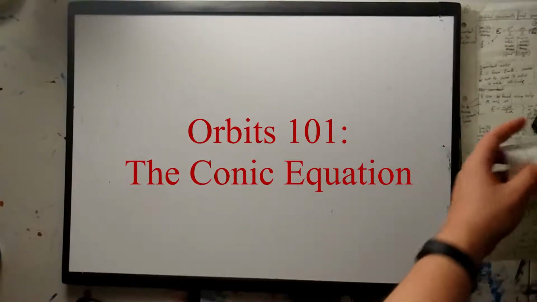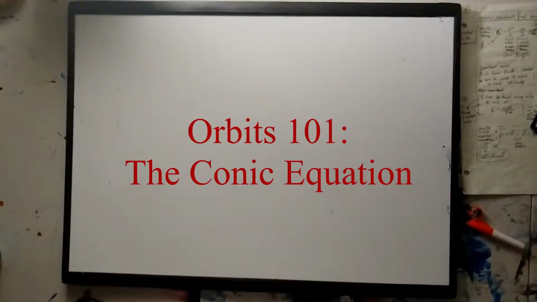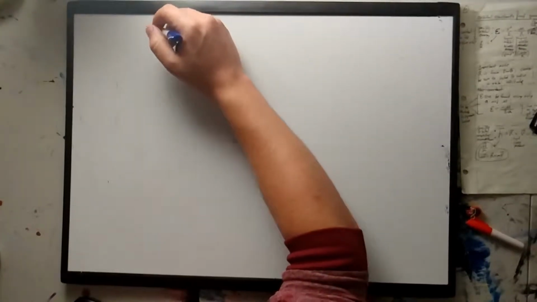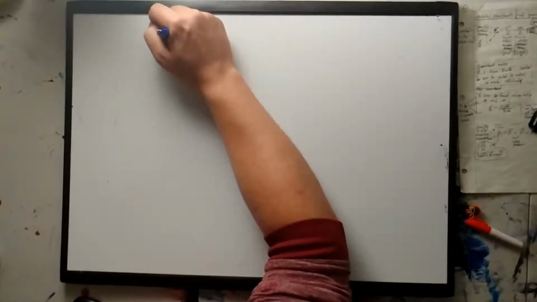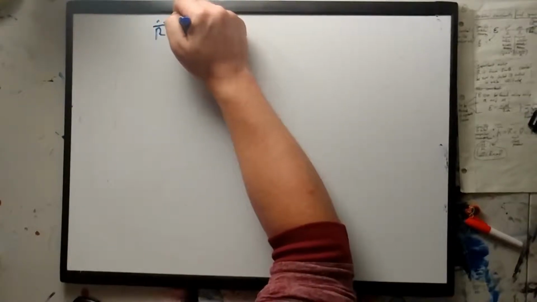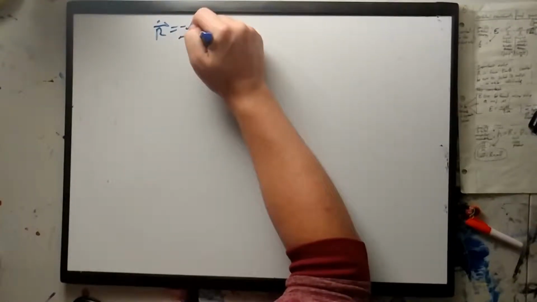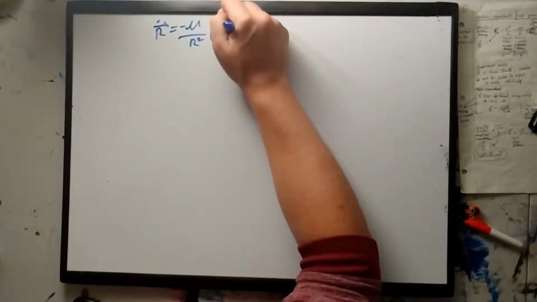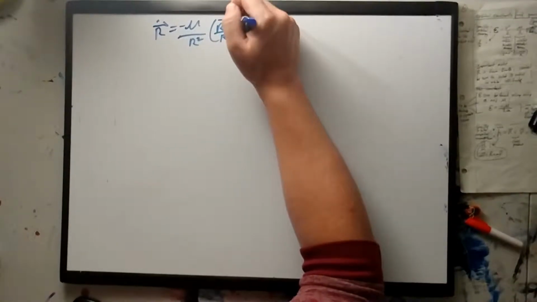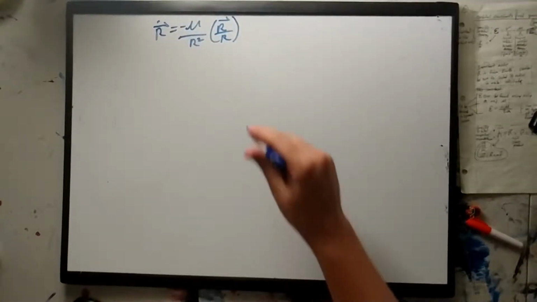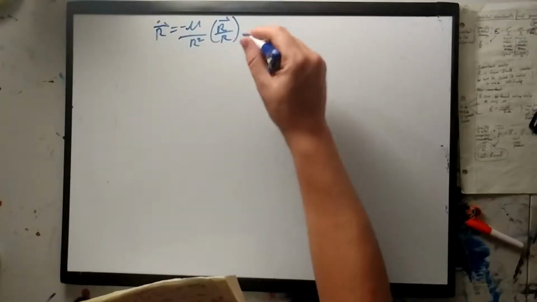In this video, we're just going to keep moving with our Orbits 101. If you remember right, we left off with the two-body equation of motion: r double dot is equal to negative mu over r squared times the unit vector, r hat, which is the position vector over its magnitude. I'll have a separate video showing how to solve this two-body equation of motion.